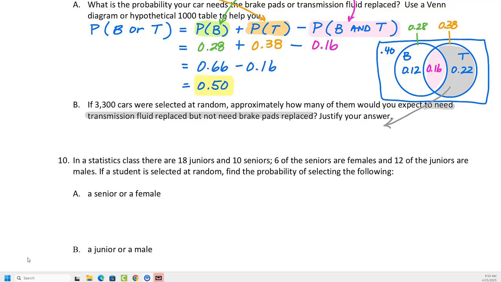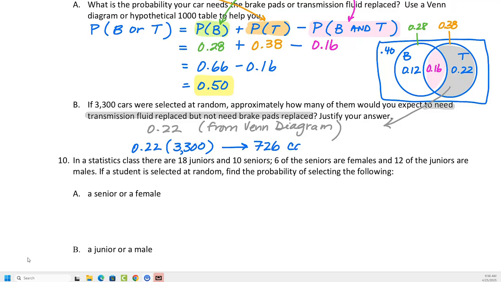So it's the 0.22, right, from the Venn diagram. So that's 22%. So what I'm going to do is take that 0.22 and multiply it by the 3,300 cars, because I expect 22% of them to need transmission fluid but not brakes. And when you multiply those on a calculator, you'll get 726 cars.